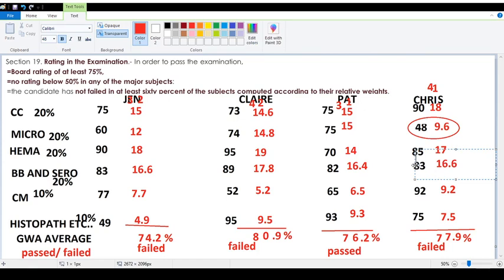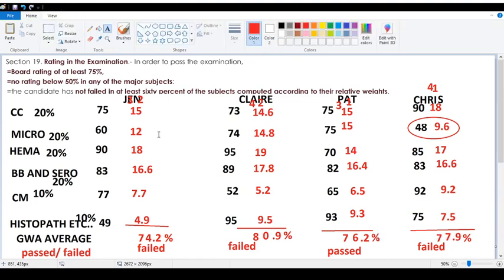So that is the way to compute for the board rating in the licensure examination. I hope you understand it clearly, because it's easy, right? Dali lang naman, just compute for the 20%. So do not forget that CC, Microhema, BB, and Zero are the major subjects. Or kahit eto nga lang yung tandaan nyo, CM and Histopath, those are the minor subjects. The others are major subjects kasi 20% yung relative weights nila. As simple as that.